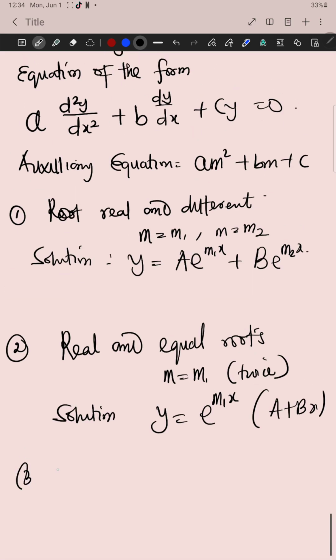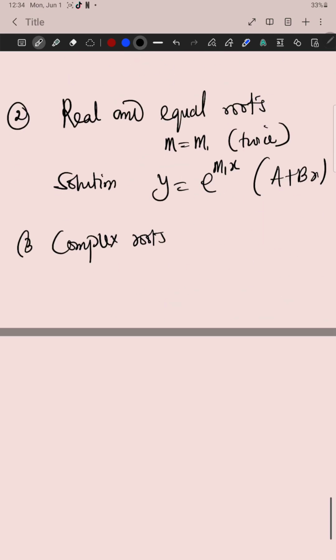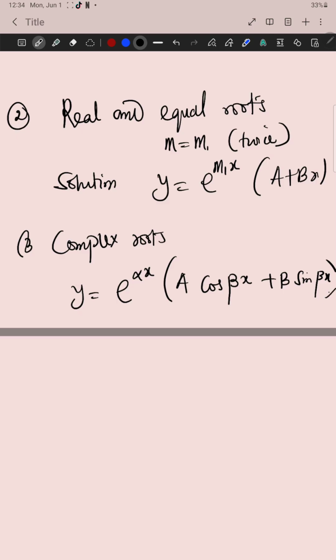Now for the last one, when you have complex roots, your y will be e to the power of alpha x times (A cos beta x plus B sine beta x). When you have complex roots. I believe that's clear enough. Is that not? All right. Very interesting. So that is what we want to look at.